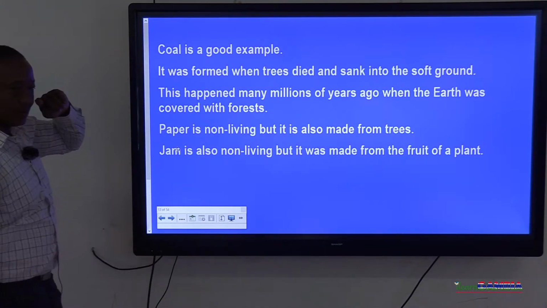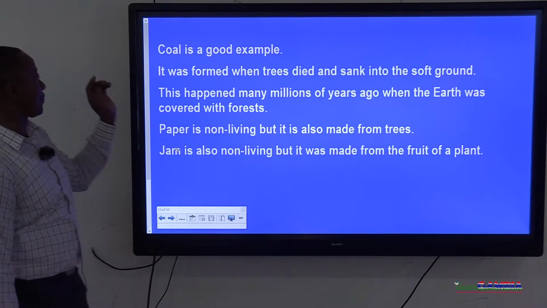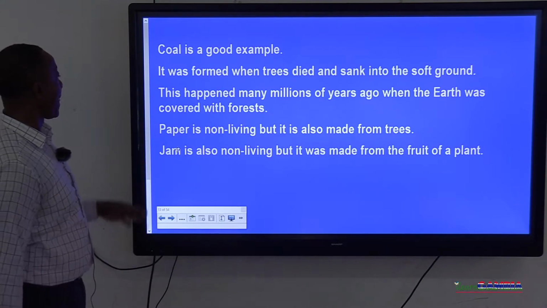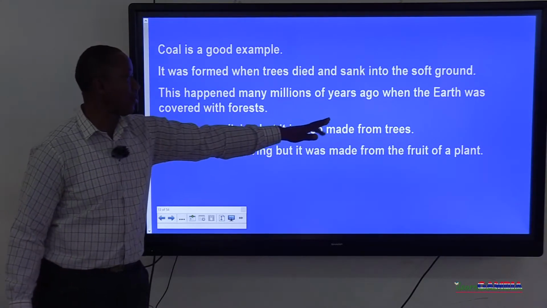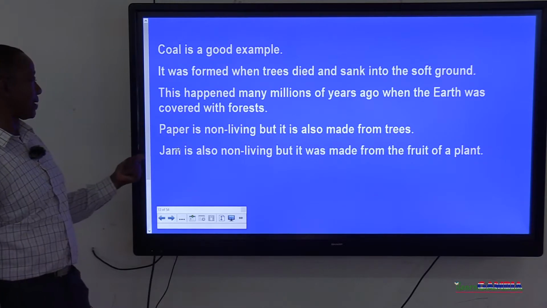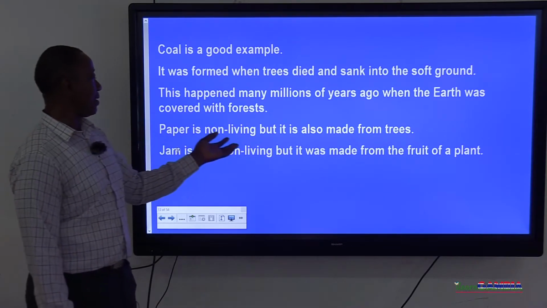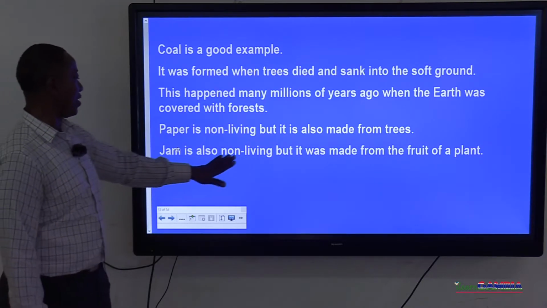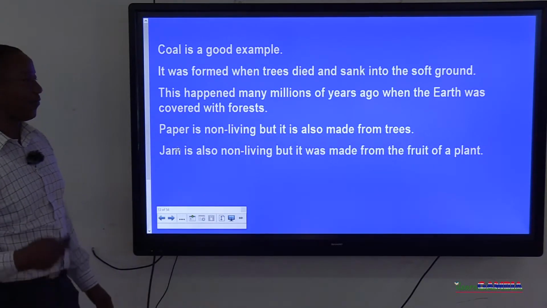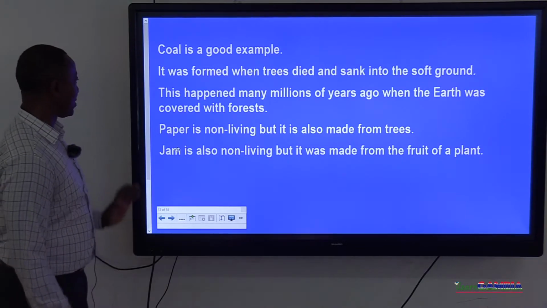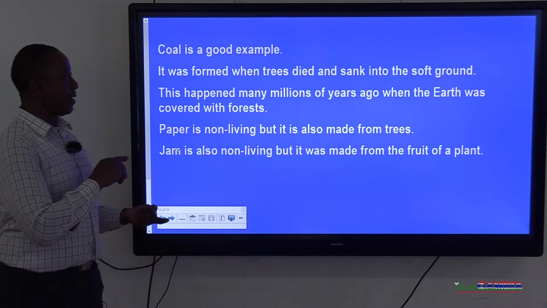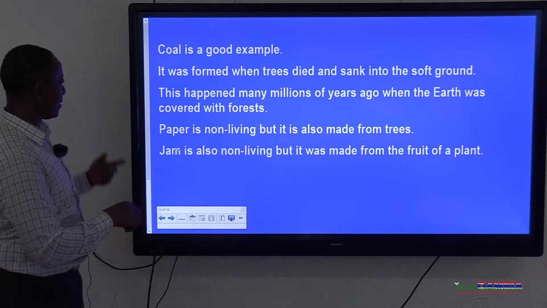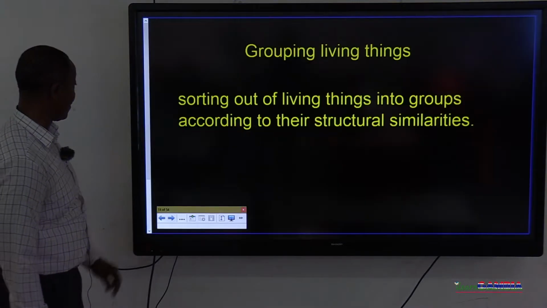More about coal. We say it's a good example because it was formed when trees died and sank into the soft ground. This is how they were made. And this happened millions of years ago when the earth was covered with forests. Paper is non-living, but it is made from trees. Jam is also a non-living thing, but we know it's made from fruits of plants. So that's the division between living things that were once living and others that were never living.